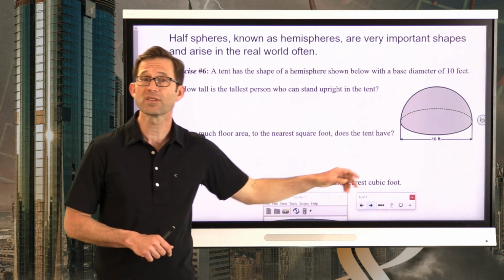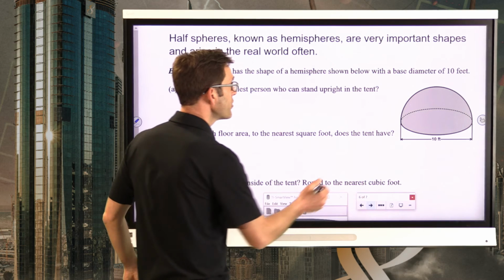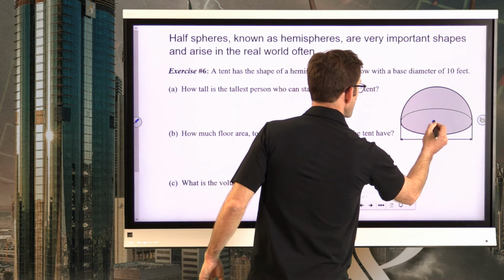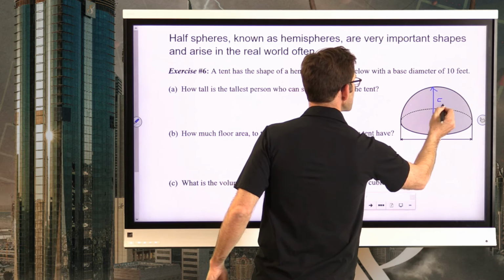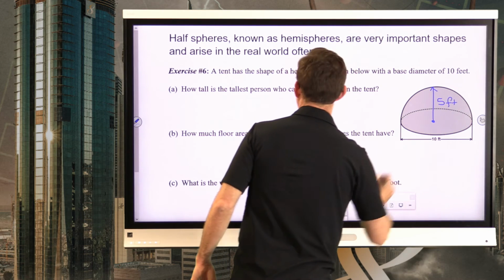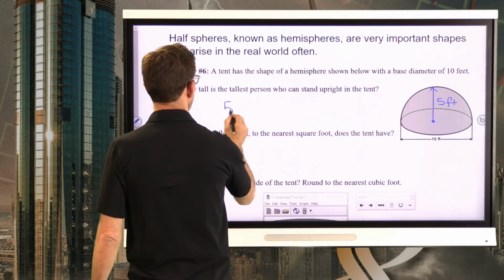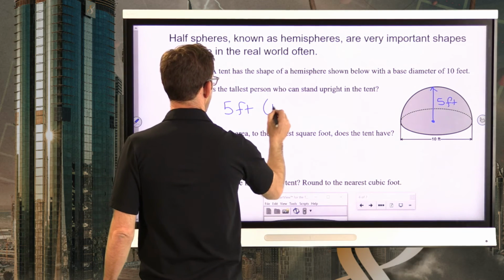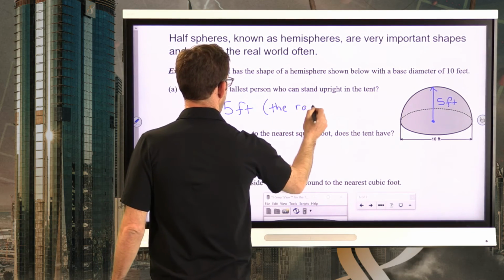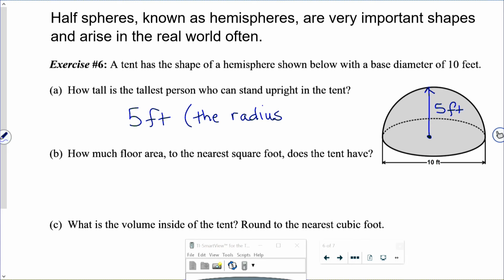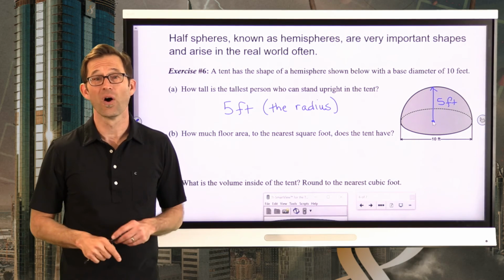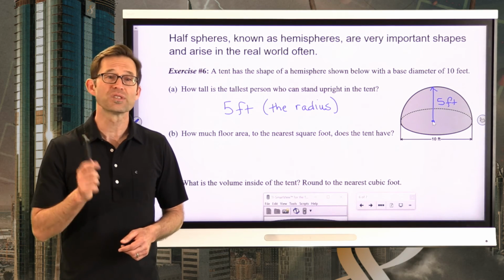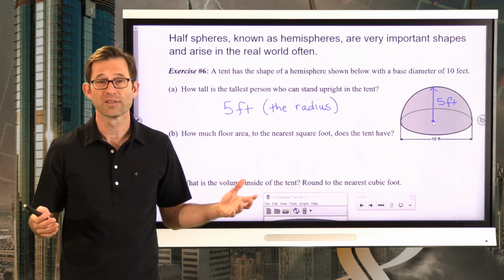Well, obviously the greatest height occurs right from the center of that circle up here. But that height is the radius of that sphere, and that's just 5 feet. If somehow we could have a tent that was in the shape of a complete sphere, then we could have somebody that was 10 feet tall. That would be a very tall person.